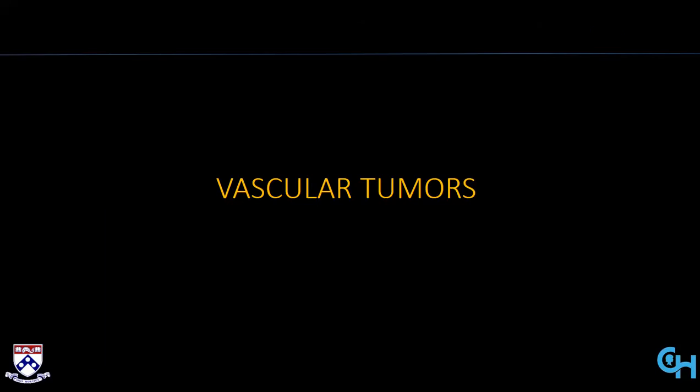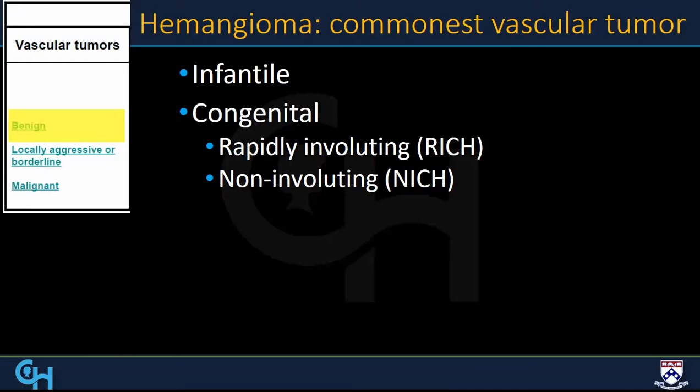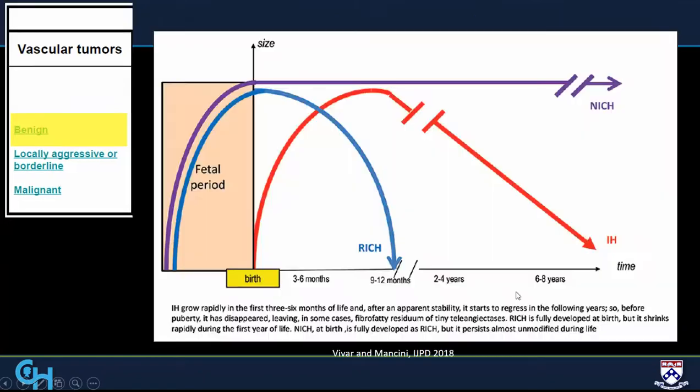Let's start with vascular tumors first. So ISSVA classifies these into benign, locally aggressive, and malignant categories. And in the benign category, we have hemangiomas, which are the most common vascular tumors. These are subdivided into infantile and congenital hemangiomas. And under congenital, we have two subsets, which are the rapidly involuting congenital hemangiomas, called RICH, or the non-involuting congenital hemangiomas, otherwise known as NICH.